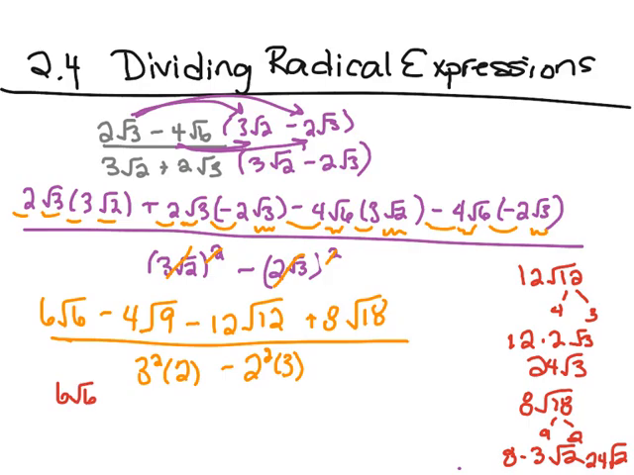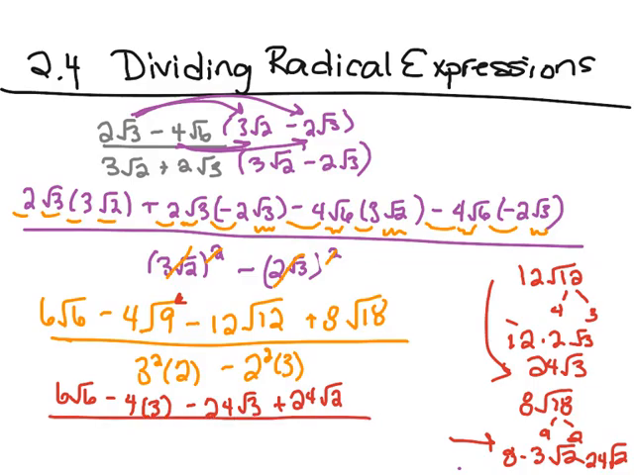So we have 6 root 6 minus 4, and the root of 9 is 3, so 4 times 3, minus this simplified to be 24 root 3, and this simplified to be 24 root 2. And on the bottom, we have 3 squared, which is 9, times 2 is 18, and minus 2 squared, which is 4, times 3, which is 12. So 18 minus 12 is 6.